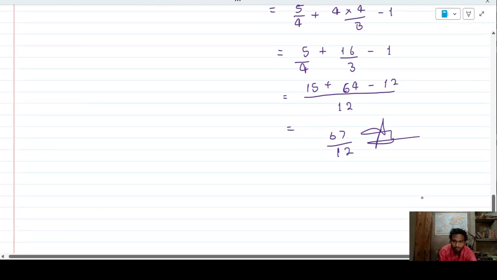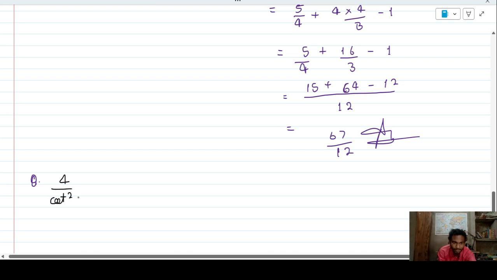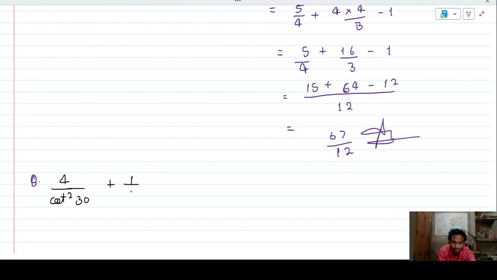Next problems. Next problem is simple: 4 upon cot square 30 plus 1 upon sin square 30 minus 2 cos square 45 minus sin square 0 degrees. Solve it.